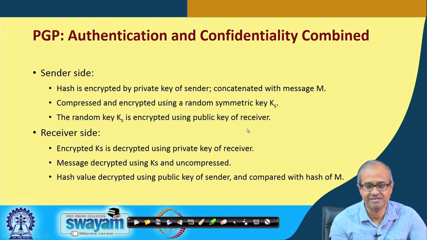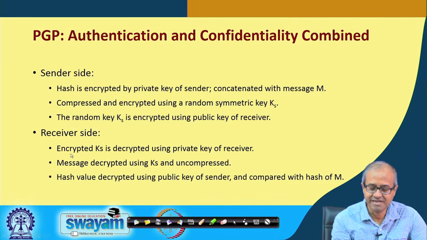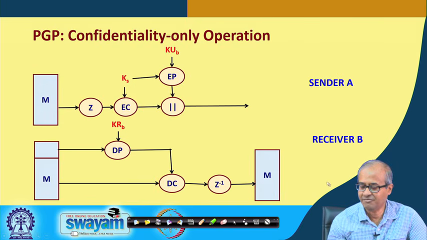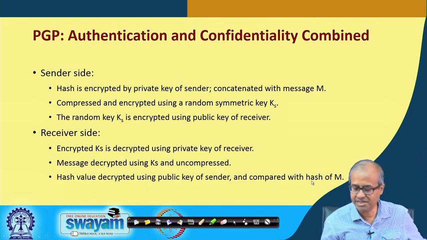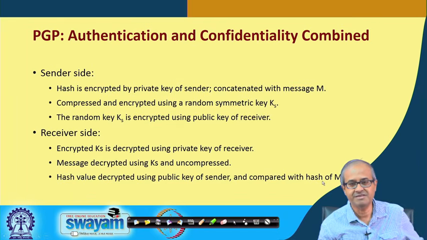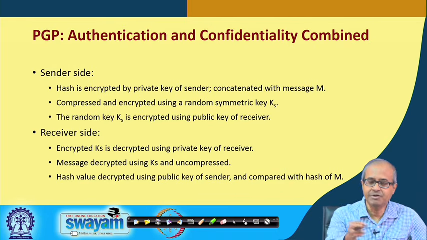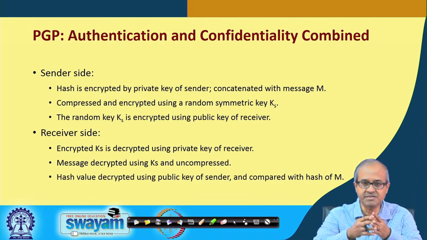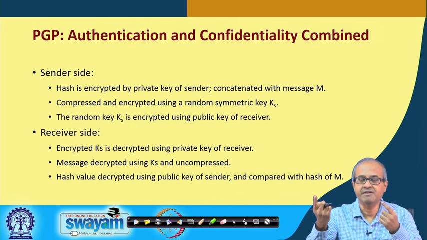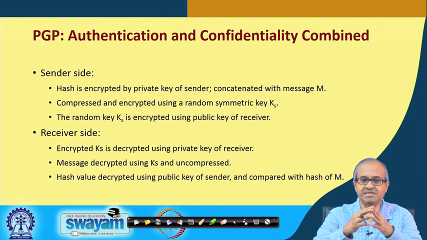And on the receiver side, encrypted Ks is first decrypted using the private key of receiver, then with that Ks you decrypt the message, uncompress it, you decrypt the hash value and compare with the hash value of M. If it matches, then you say that it is authenticated, otherwise it is not authenticated. So, in PGP you can have all this kind of service which will make your email service much more secure, and also you can verify from whom your mail messages are actually coming.